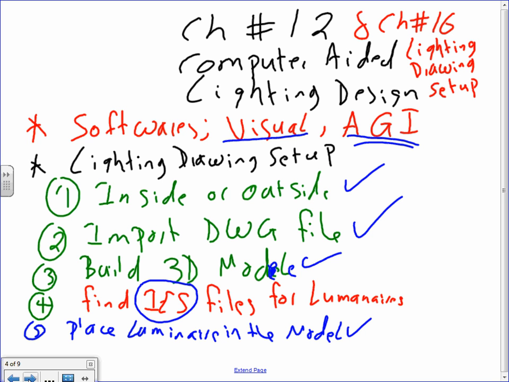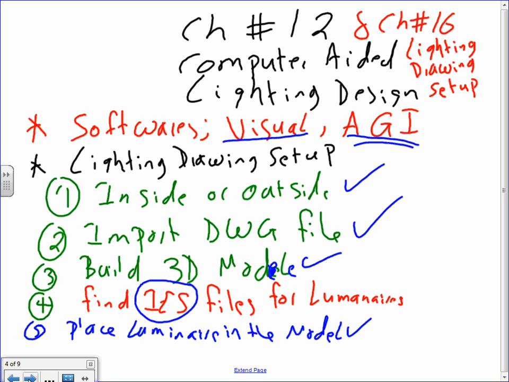Number two, do you remember that, Aaron, what we did? Import DWG file, right? You guys have done that with Chad. We imported the DWG file inside or outside. It doesn't matter, right? Then, of course, there's a few things that we did, like graying it out and all that. The second thing, build the 3D model. We've done that, guys, in Visual. I know I did it with you.